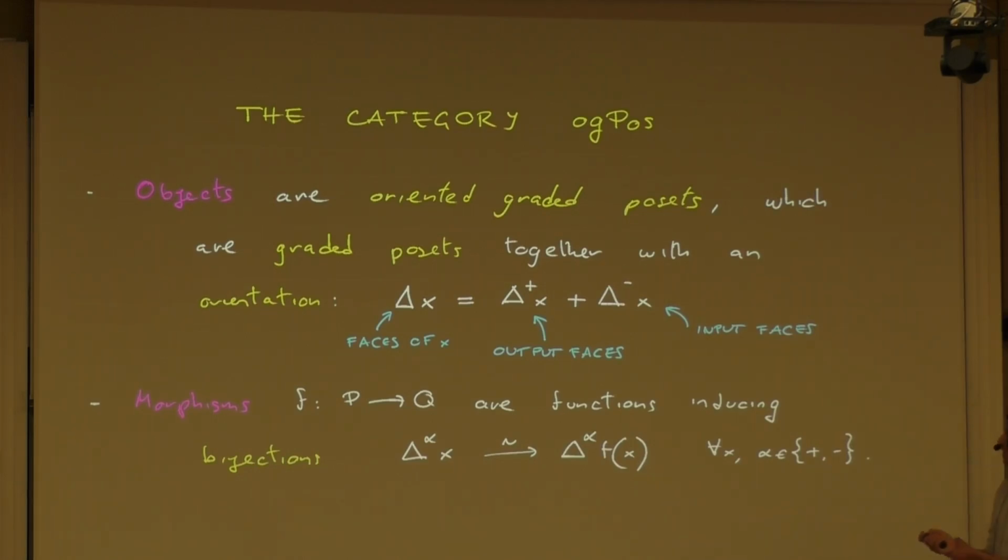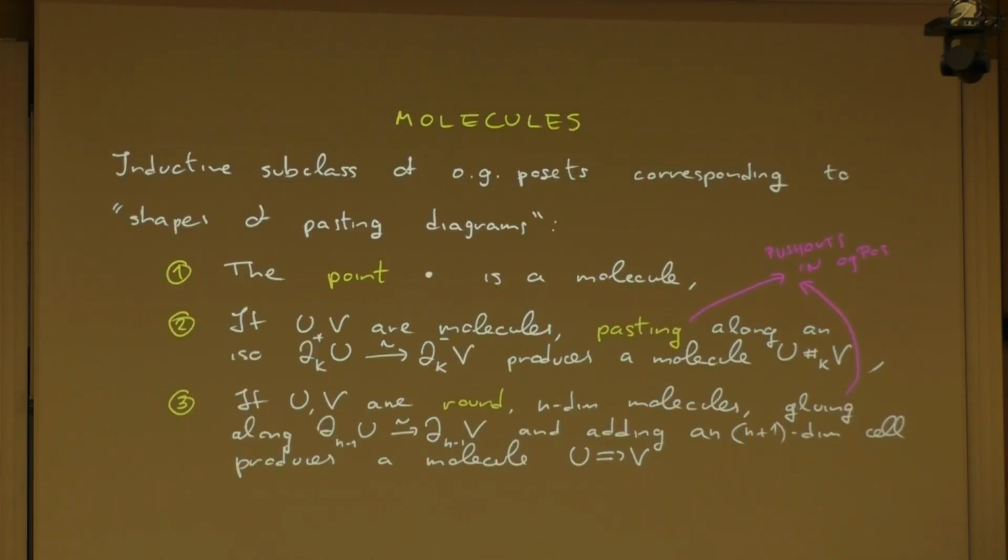And then as morphisms of this category, we consider functions between the underlying sets such that for every element x, I ask that this induces a bijection between the input faces of x and the input faces of F(x), and between the output faces of x and the output faces of F(x). So this category has at least some nice properties, including the fact that it has pushouts of injective morphisms along injective morphisms, which allow us to glue together things.